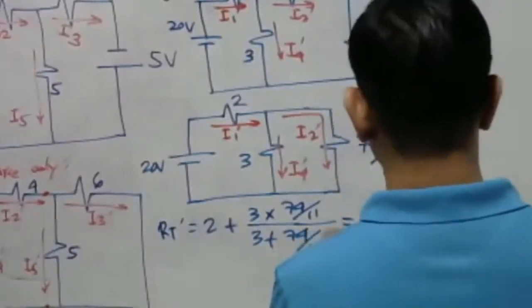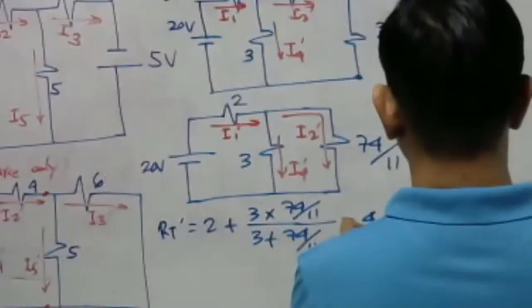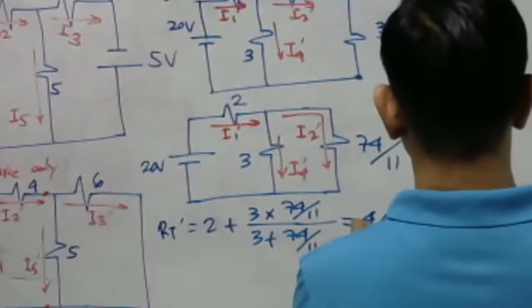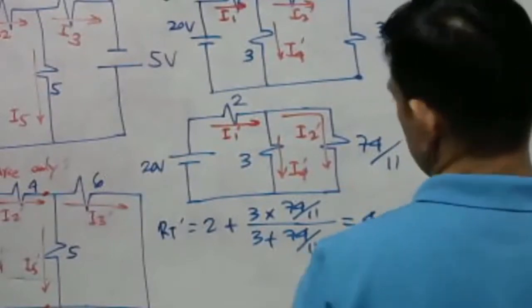Okay, I will make it in decimal, 3 decimal places: 4.07075 ohms. Okay?